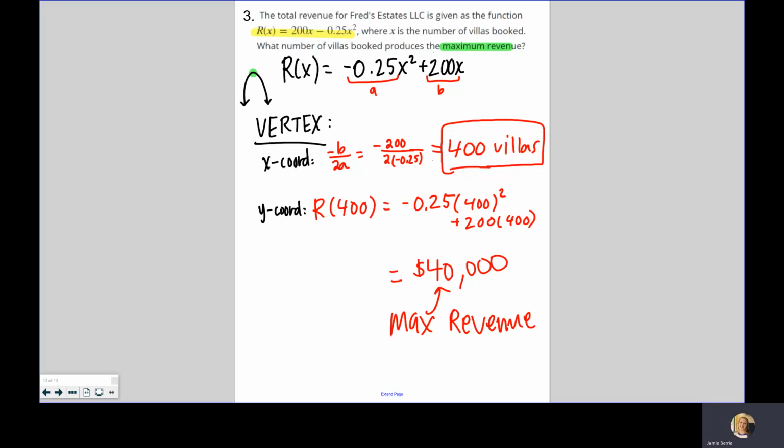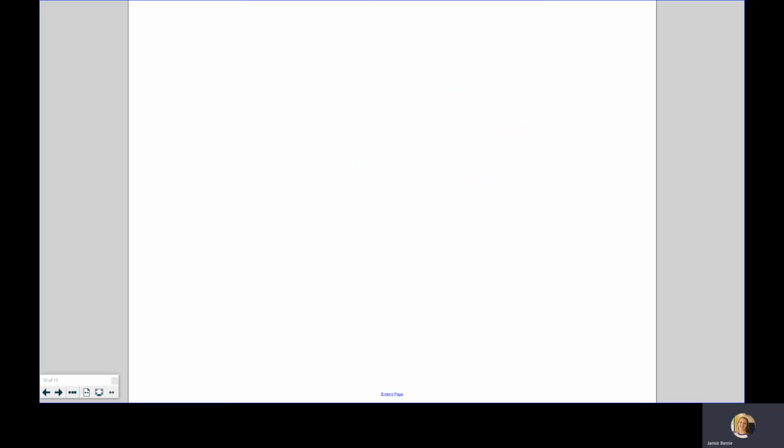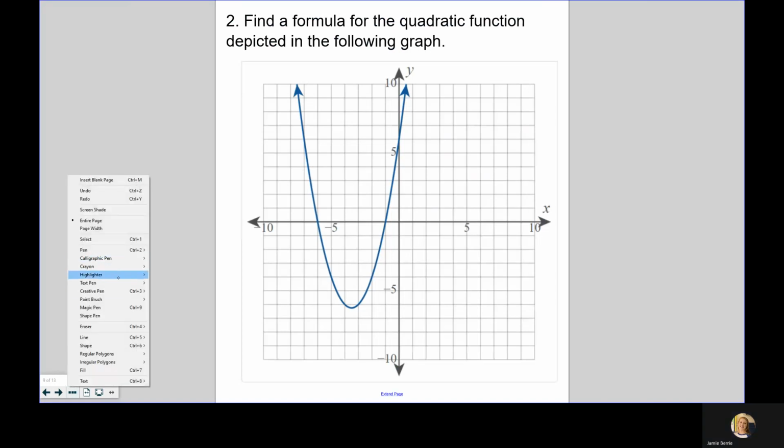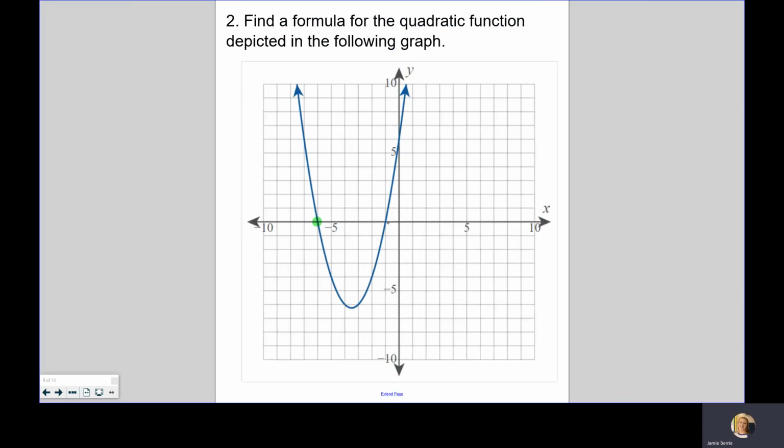All right, and then the last thing that I wanted to show you was this little example here. It says, find a formula for the quadratic function depicted in the following graph. And it gives you this little graph. Notice that we don't exactly know what the vertex is. It's not lying perfectly on a point that we can easily identify. But some numbers that we can identify, look right here, we have some x-intercepts. Then it also looks like it's perfectly going through some points right here. So we can identify those 4 points.